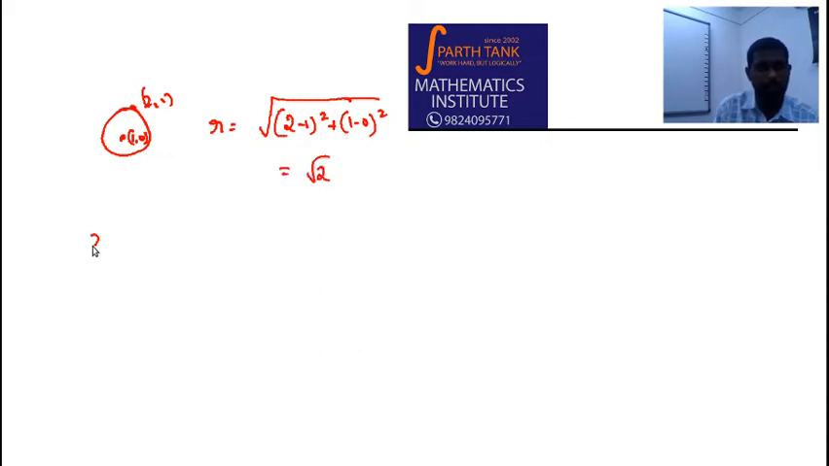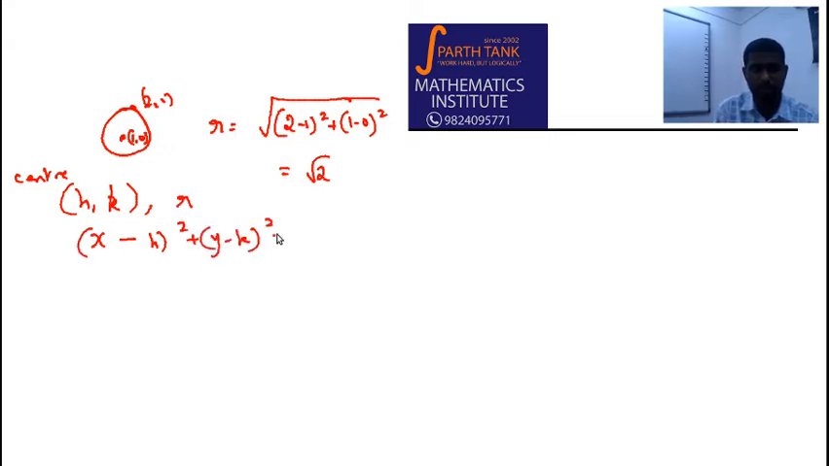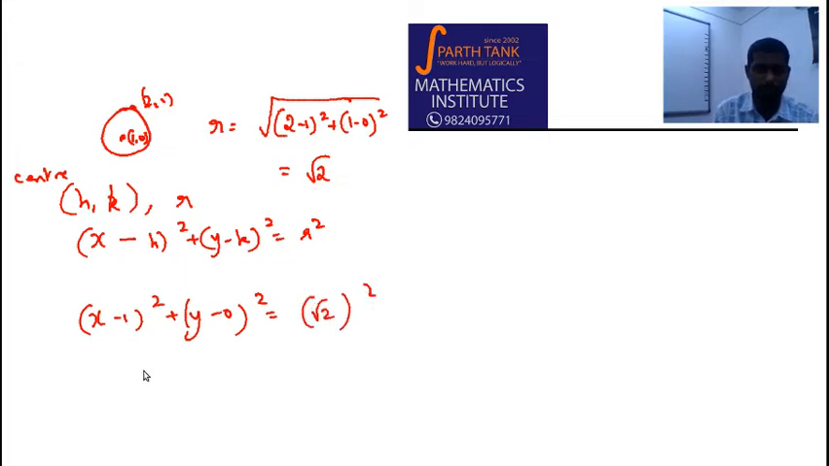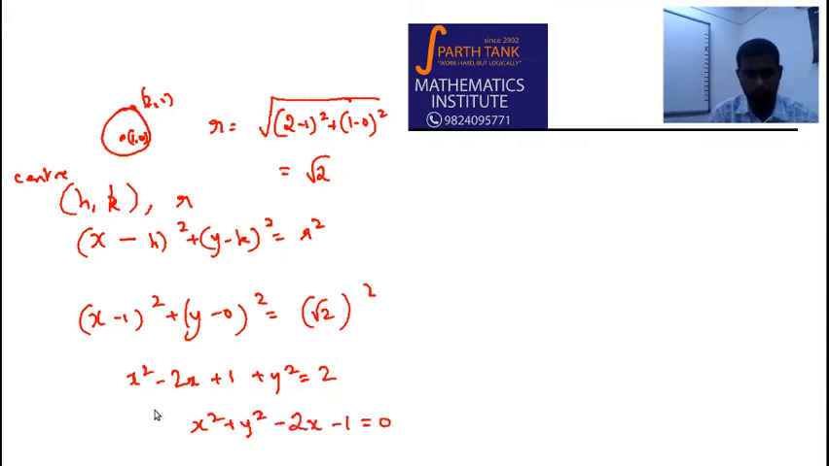Okay. So the equation of the circle with center (h, k), let's say, and radius r: (x minus h) the whole squared plus (y minus k) the whole squared is r squared. So in our case it is (x minus 1) the whole squared plus (y minus 0) the whole squared is r squared, which is root 2 squared. Or this becomes x squared minus 2x plus 1 plus y squared is 2. Or x squared plus y squared minus 2x minus 1 is 0.